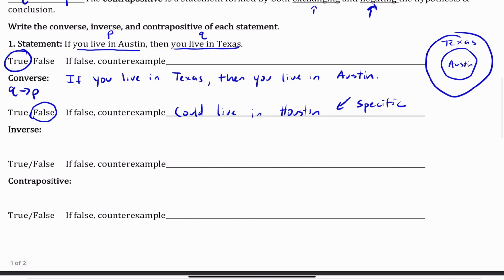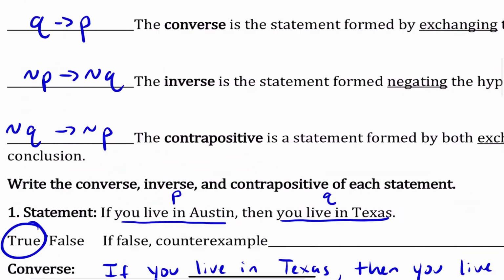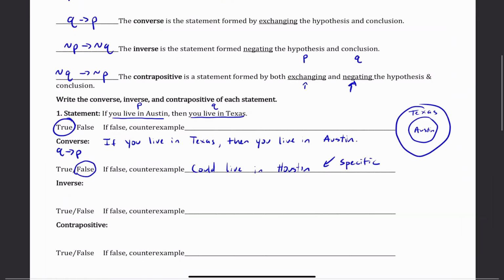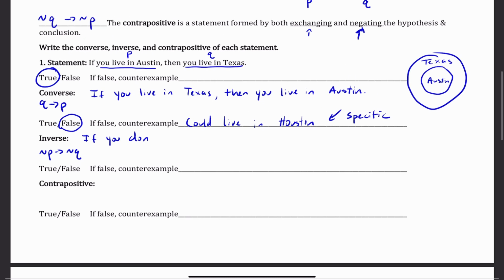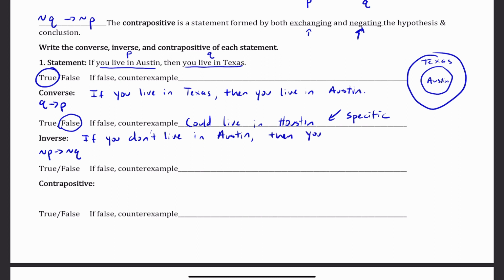The next one is what we call the inverse, and the inverse is not P, then not Q. So if I were to say, if you don't live in Austin, then you do not live in Texas. Okay? So if you don't live in Austin, then you don't live in Texas.